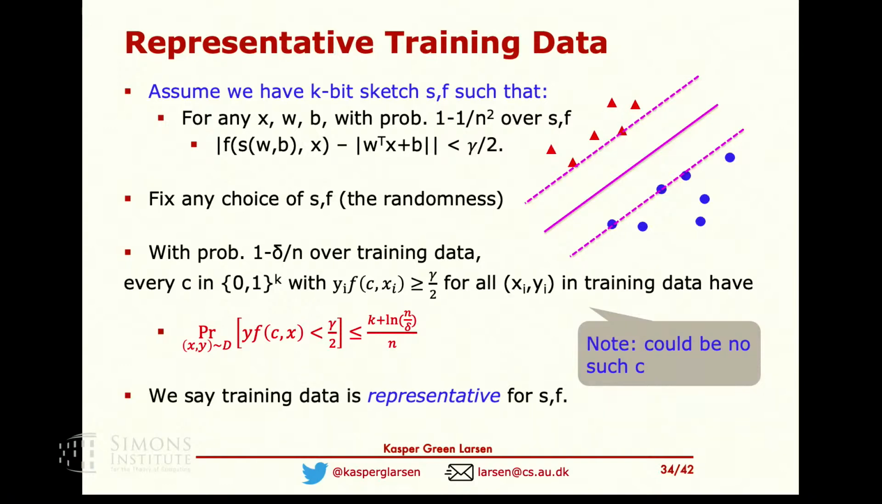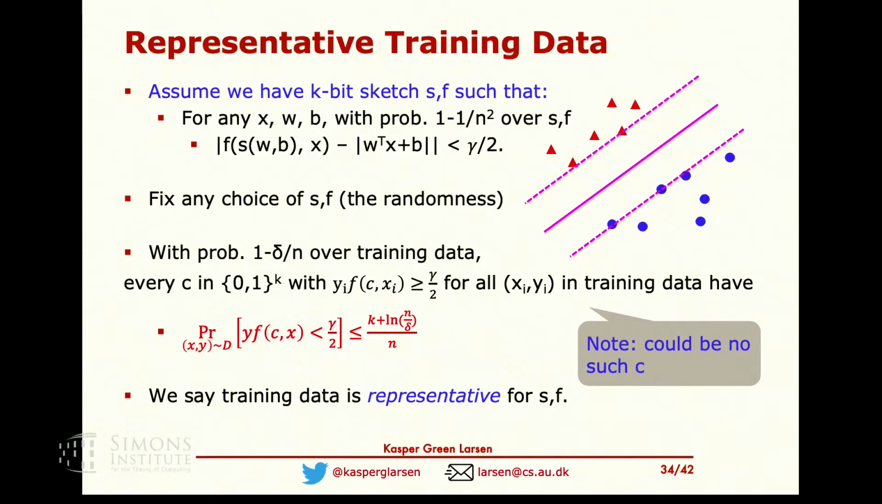Okay, so in some sense, we could say that the training data is representative for this fixing of the randomness, right? If I fix the randomness, all the different sketches I could produce are going to behave similarly on the training data as they're going to do on a new fresh point from the distribution. Okay. I have to do one more step.